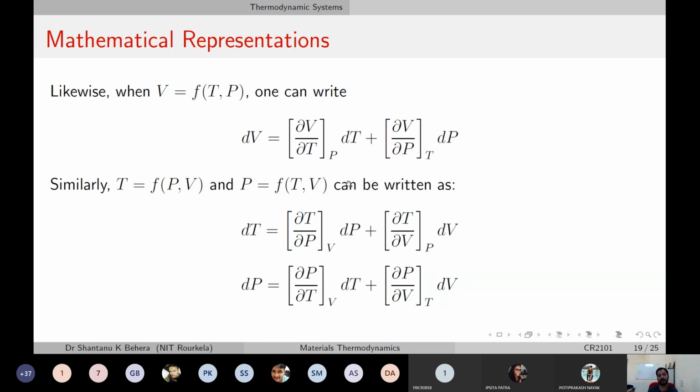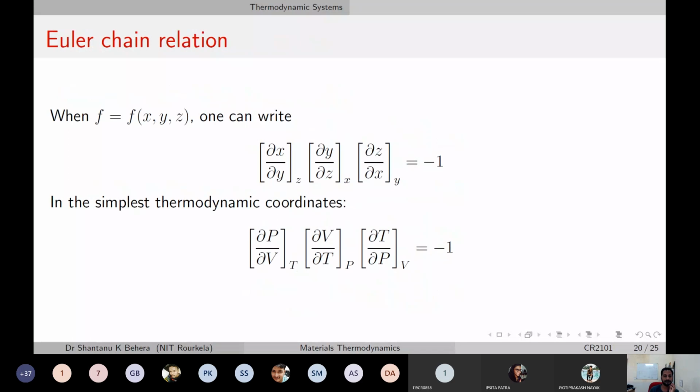And likewise, you can swap things in the sense that we want to see the changes in T with the changes in P and V, or you want to see the changes in pressure with the changes in temperature and volume, which can be respectively written as given here: dT, where you keep volume constant and see the temperature change with pressure change, plus you want to keep the pressure constant and see the change in temperature with change in volume multiplied by dV, like that. So these are the basic representations of thermodynamic variables, and all of these variables and the changes put together give the overall change in the required thermodynamic parameter. So these are simple mathematical representations. I hope you're comfortable with this. Okay.